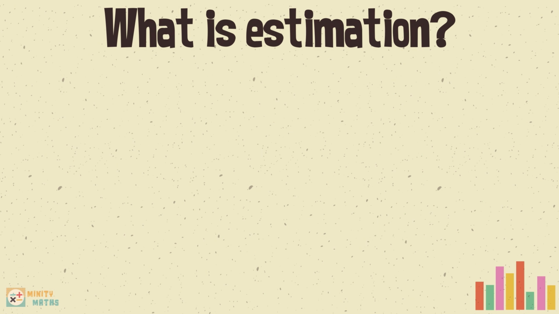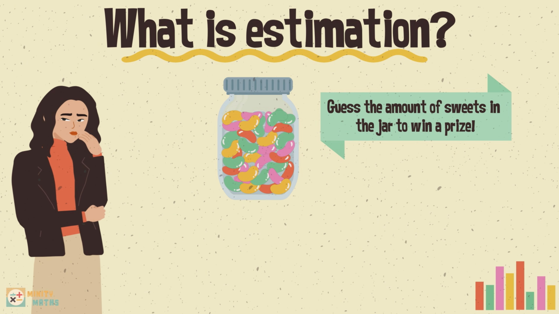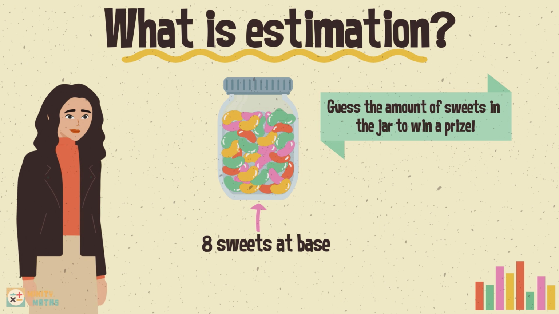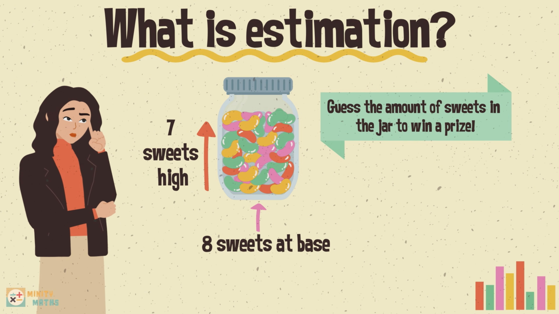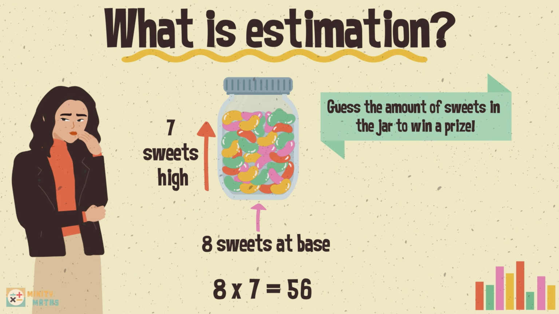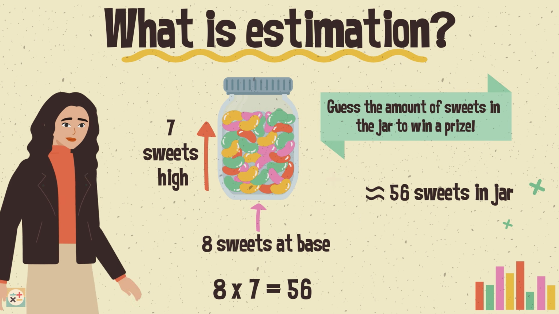We can also use estimation to make informed guesses about quantities. For example, if we look at this jar of sweets, we can quickly estimate how many sweets it contains, by counting the sweets at the base, by looking underneath, and the sweets along the height, and multiplying them together. This would give us a rough estimation of how many sweets the jar contains, but the actual figure may be more or less.